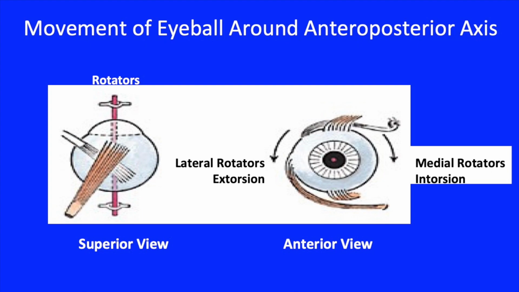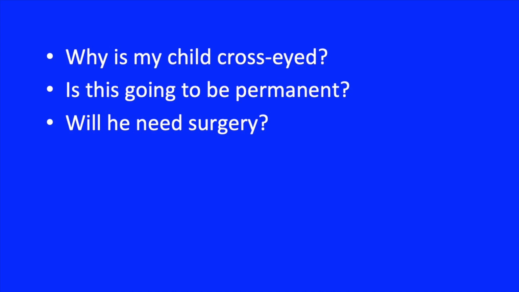Clearly, for normal vision, the muscles we have just described must work in synchrony to move the eyeball in the direction we wish to move it. Shortly, I will describe the specific actions of each muscle, but first, I want to describe some conditions in which the patients can tell that something is not as it should be. And generally, it is a parent that notices that something is just not normal with their child's eye. I list here some common questions that parents will raise when they start bringing their child in for checkups. Why is my child cross-eyed? Is this going to be permanent? Will he need surgery?